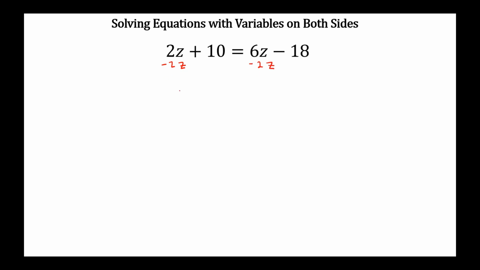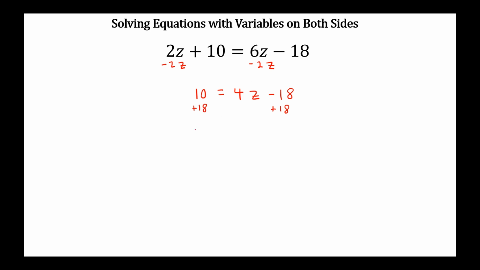Okay, so now I just have 10 on the left side. Now on the right side, I have 6z minus 2z. That should be 4z. So I have 4z minus 18 on the right side. Now this is once again just a two-step equation. I'm going to isolate for z. So I'm going to add 18 to both sides because I'm applying reverse BEDMAS. So I want to do my subtraction or addition first. So I add 18 to both sides to undo the minus 18 here.